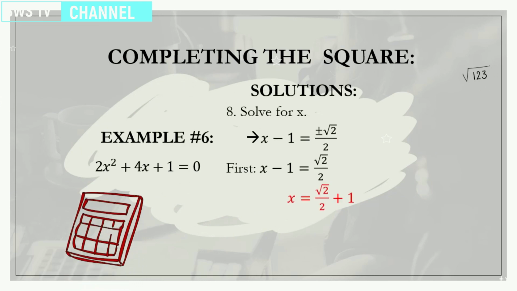So now we have x minus 1 is equal to positive negative square root of 2 over 2. Then simplify. So we have x minus 1 is equal to positive square root of 2 over 2, plus 1. So that is the first. And the second is x minus 1 is equal to negative square root of 2 over 2. Then transfer 1, so that will become x is equal to negative square root of 2 over 2 plus 1. And that's all.